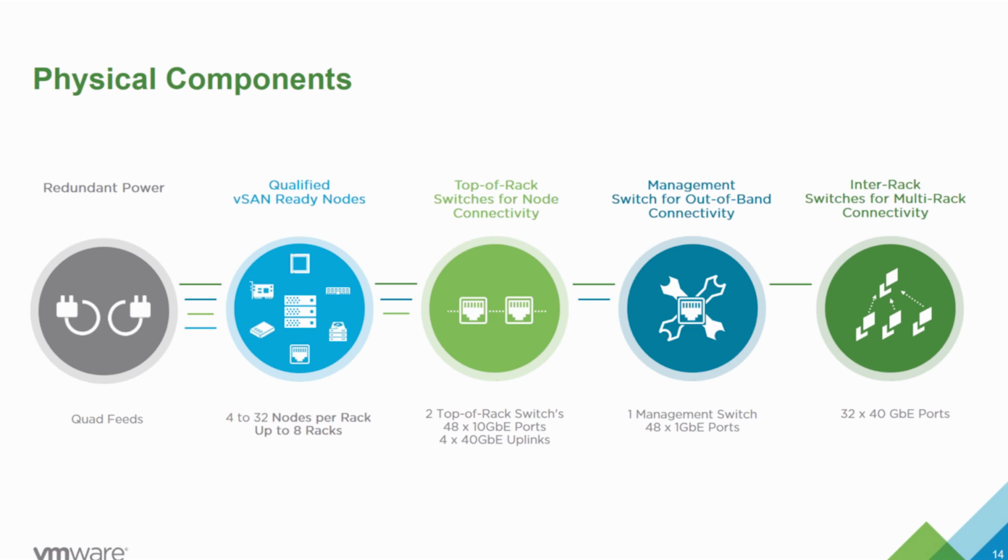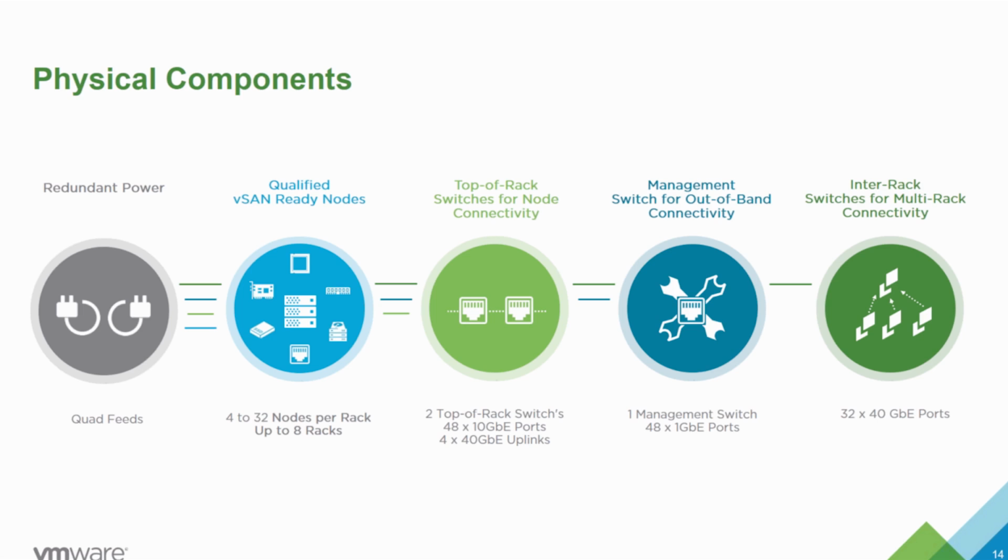It's redundant power coming in from dual feeds, so availability, very important. Running on qualified vSAN ready nodes. And the number of nodes that you're going to need is a 4 minimum, up to 32 nodes per rack, and up to 8 racks. Each rack has a pair of top-of-rack switches for connectivity between the servers in the rack itself. There's also a management switch that sits in the rack as well for out-of-band management. That's your iLO or DRAC connections.